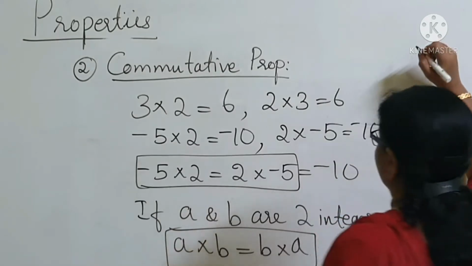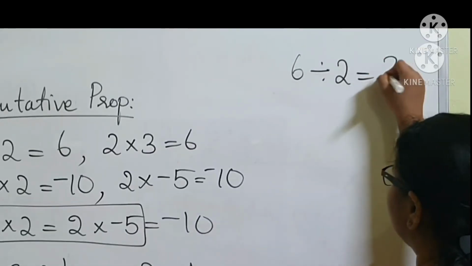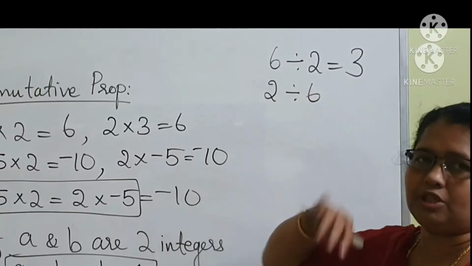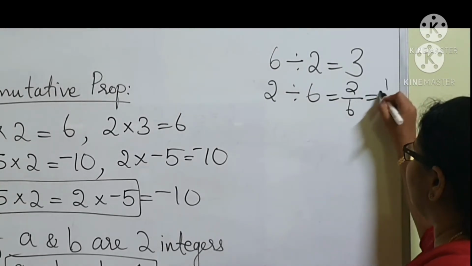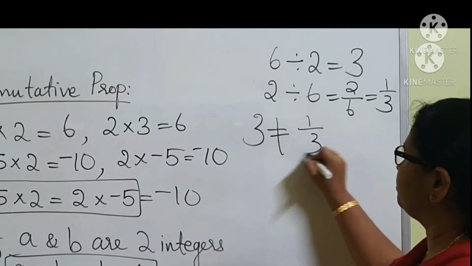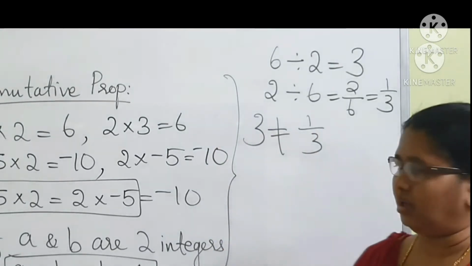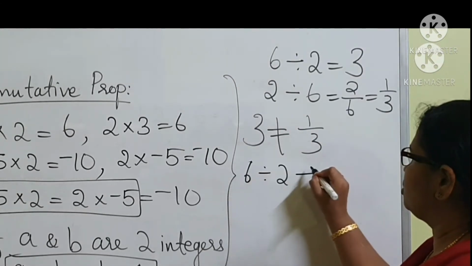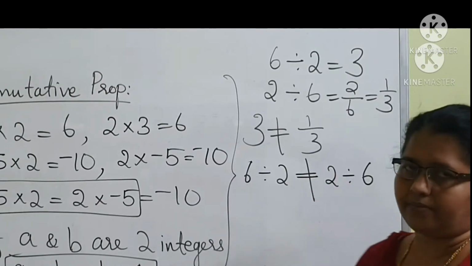Now division. 6 divided by 2 is 3. Then what is 2 divided by 6, in the opposite order? 2 divided by 6 is 2 by 6 and that is 1 by 3. Then 3 is not equal to 1 by 3. Therefore, 6 divided by 2 is not equal to 2 divided by 6.